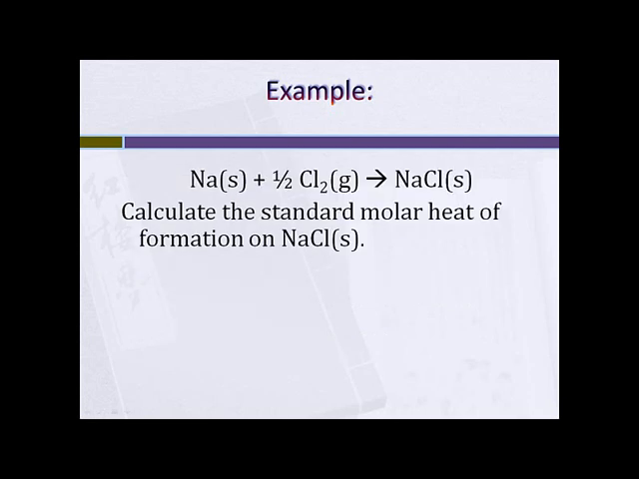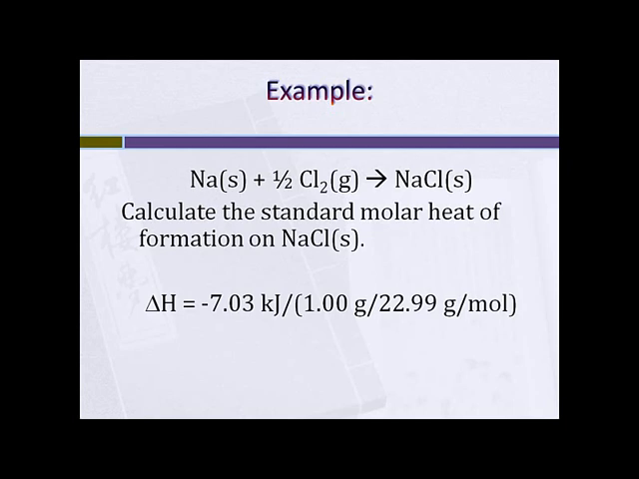Then, calculate the standard molar heat of formation. Well, you take the value that you have and divide it by the number of moles that we've got, and we get an answer of negative 162 kilojoules per mole, which is reported as the delta H of formation of sodium chloride.